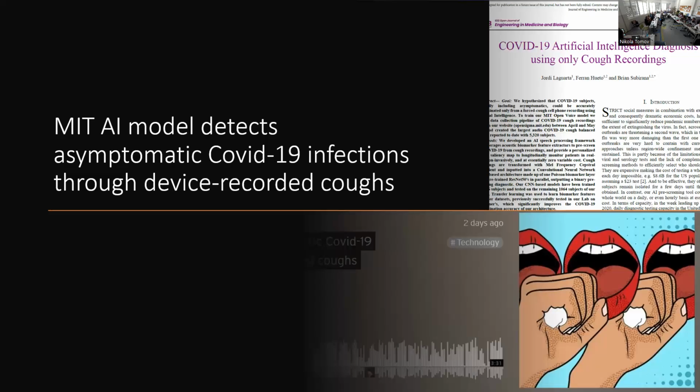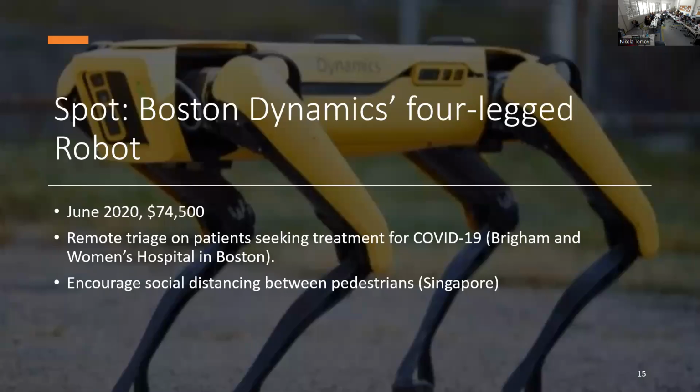Imagine what we could do with this tool if we were in the position to take advantage of it at the point that the paper was published. It was very early during the pandemic. Another example is Spot, this little robot dog. I don't know if you can see. It's very cheap, only 74,000. And you can take it as a gift. And it helps to triage patients remotely.